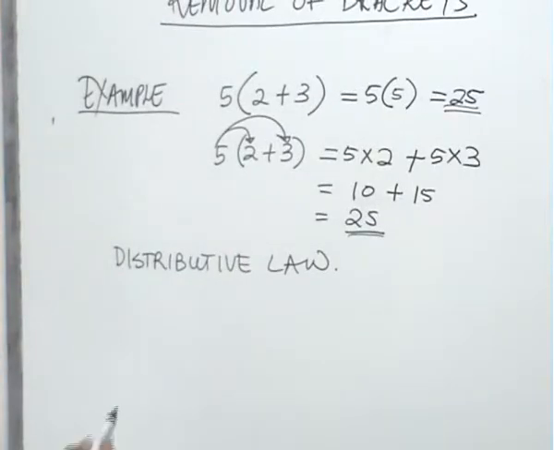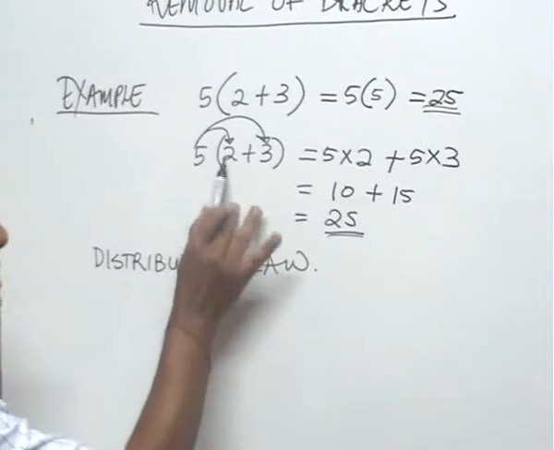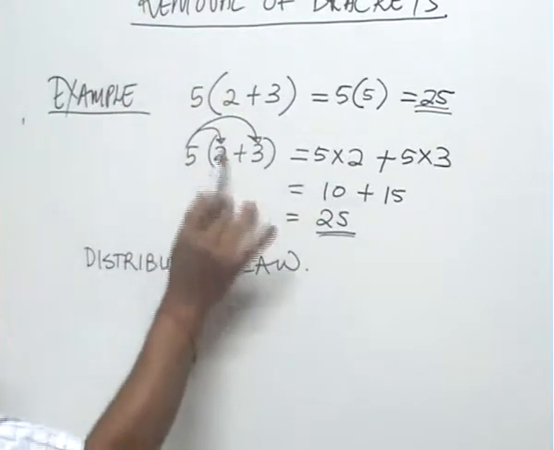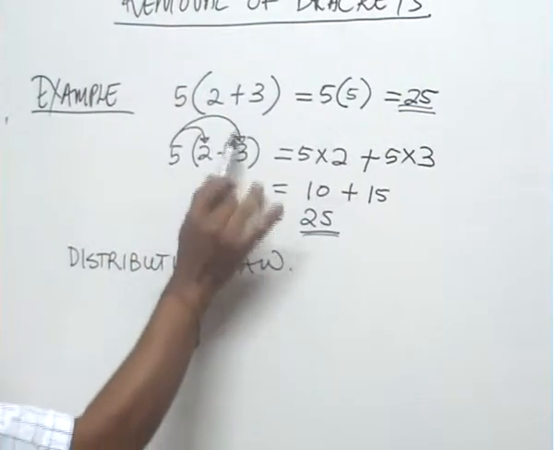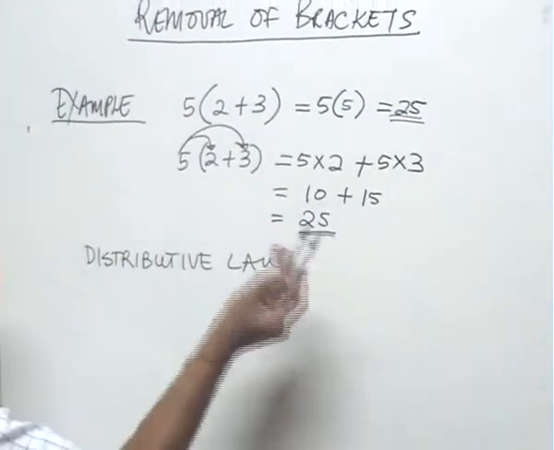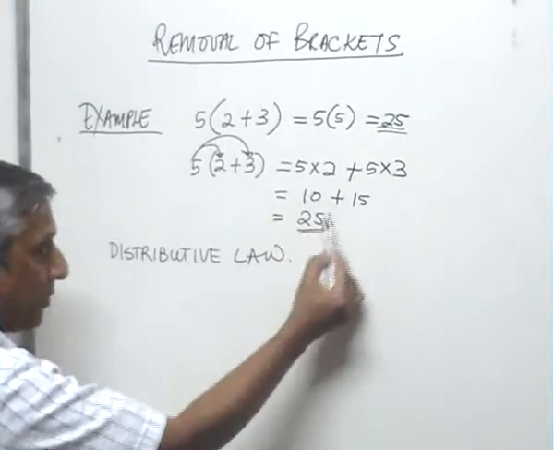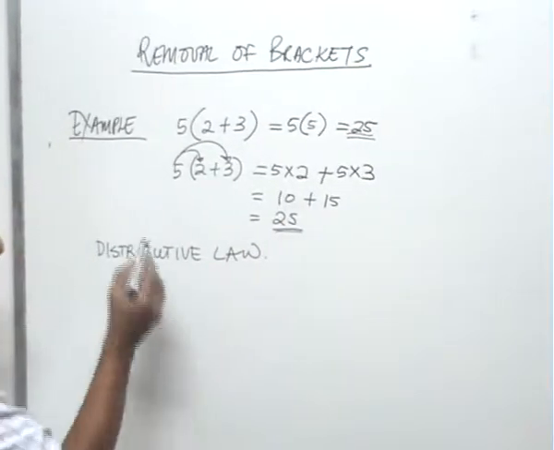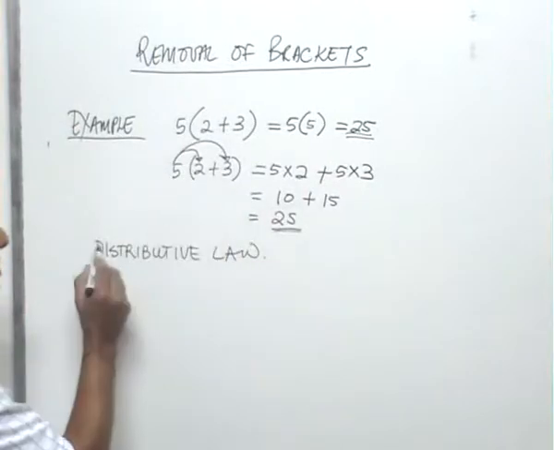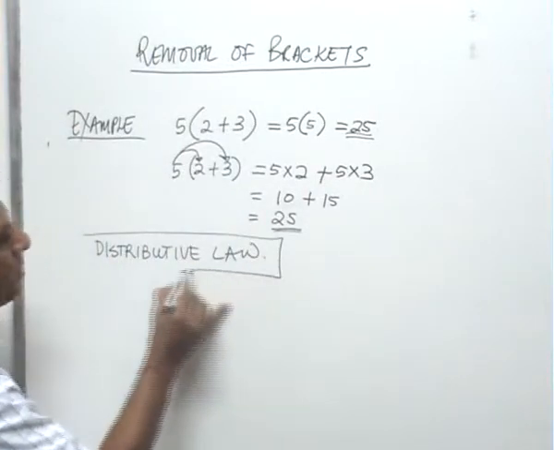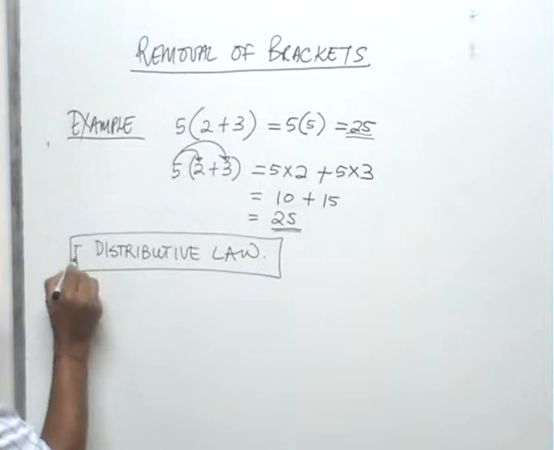So when we say remove brackets, you have to multiply. Removal of bracket means multiply. When I multiplied, the brackets have disappeared. The brackets have been removed. And we got the final answer. And the law that we are applying here is called the distributive law.